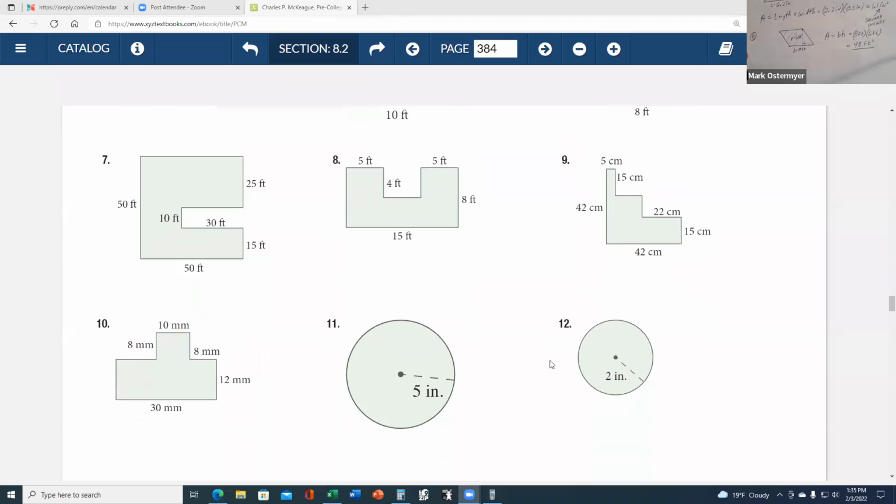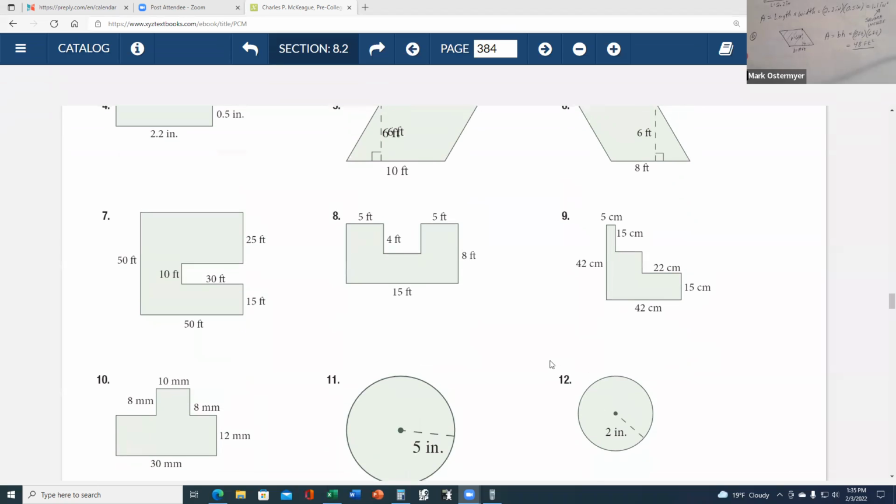And then they give you some diagrams here where they're not your normal shapes. So problem number 8 here, they want you to compute the area of this, what looks like maybe a floor plan of a house or something. I don't know.